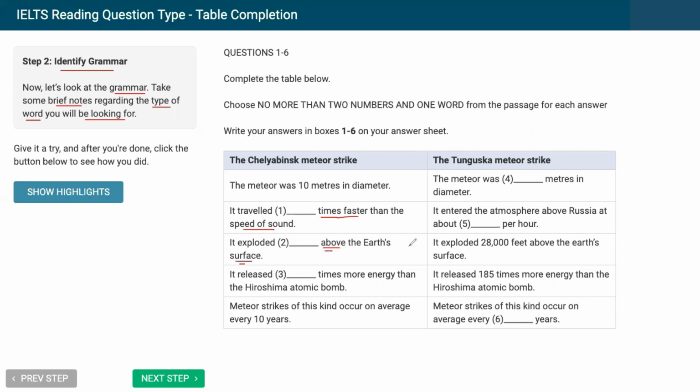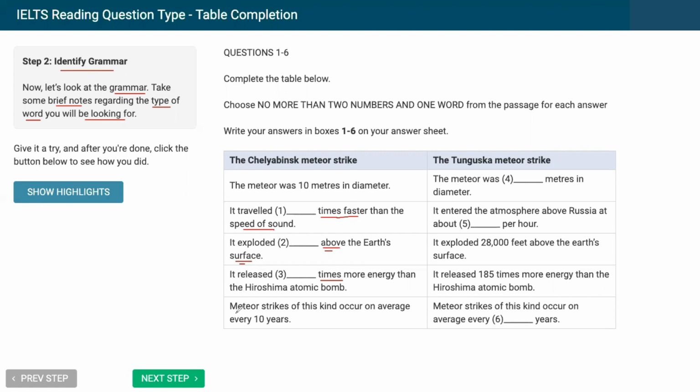So that gives us a nice clue that we're talking about distance. Number 3, it released blank times more energy than the Hiroshima atomic bomb. Very similar to number 1 because we see times again. So this will also be some sort of amount. Most importantly, it will be a number.